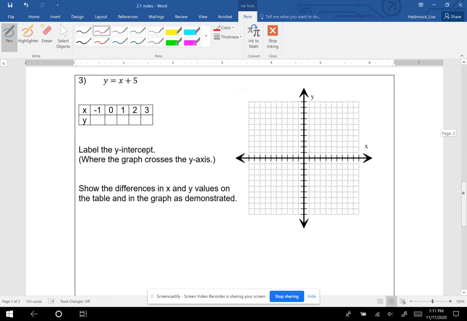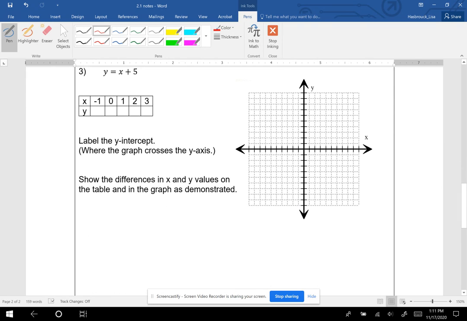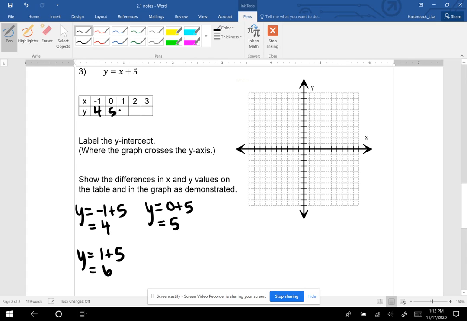We're following the same process again. So I'm going to start by finding my y values. Y equals, x is -1 plus 5. -1 plus 5 is 4. Y equals 0 plus 5, so I get 5. Y equals 1 plus 5, so 6. Y equals 2 plus 5, which is 7. Y equals 3 plus 5, which is 8.